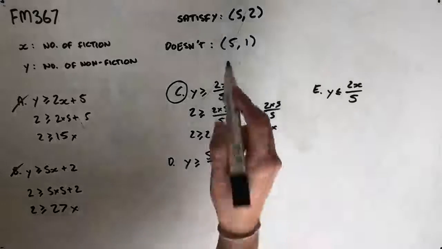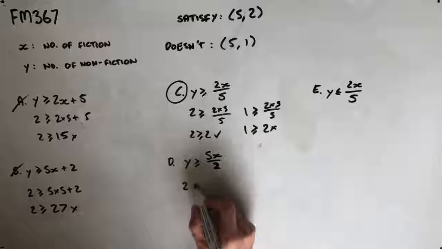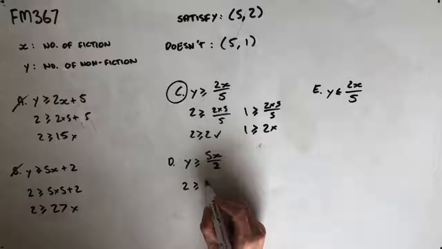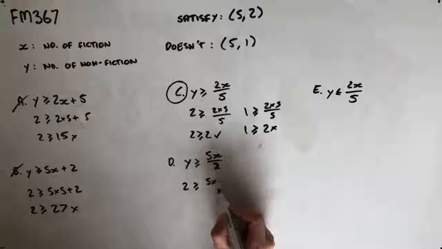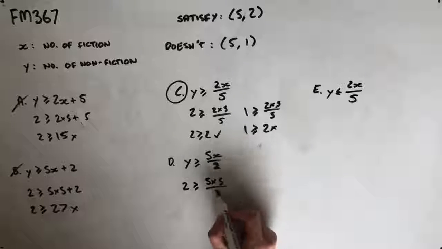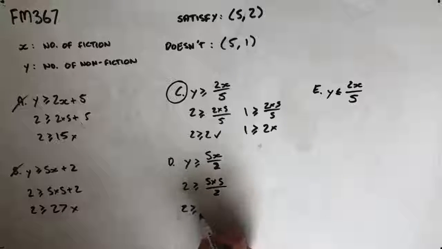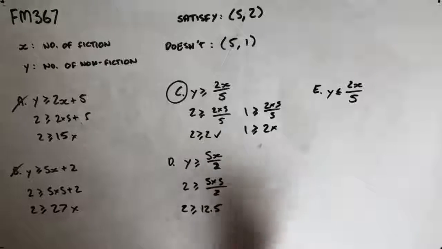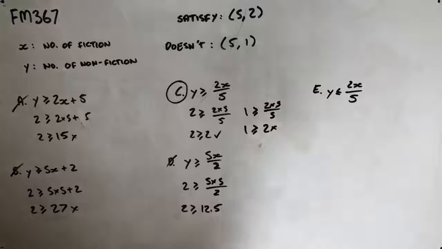Moving down to D, the conditions that should satisfy this inequality are 2 is greater than or equal to 5 times 5 over 2, which is 2 is greater than or equal to 12.5. Of course, this isn't true.